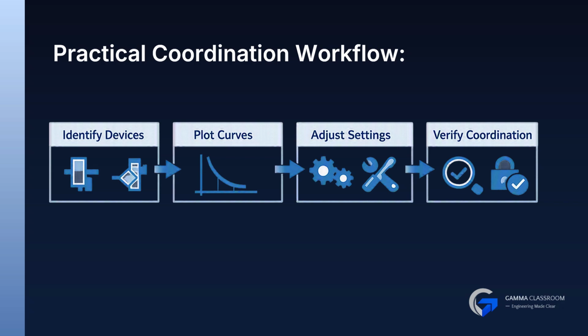We start by plotting breaker and fuse curves. Check for overlap. Then adjust settings until selectivity is achieved. This ensures a smooth protection hierarchy.